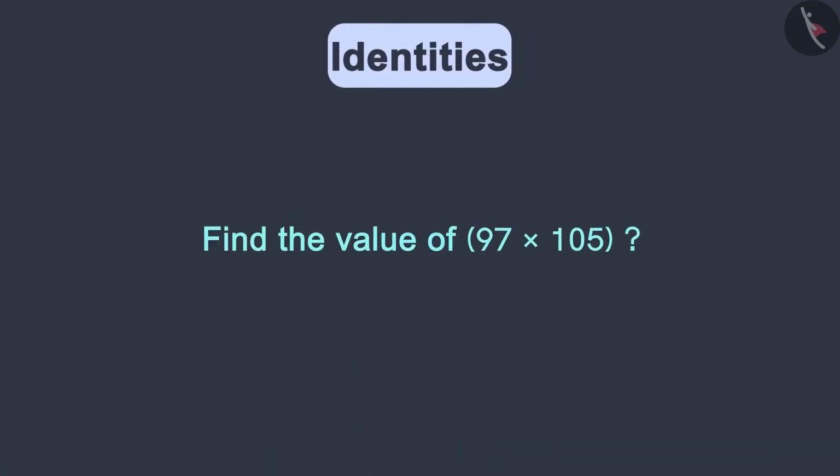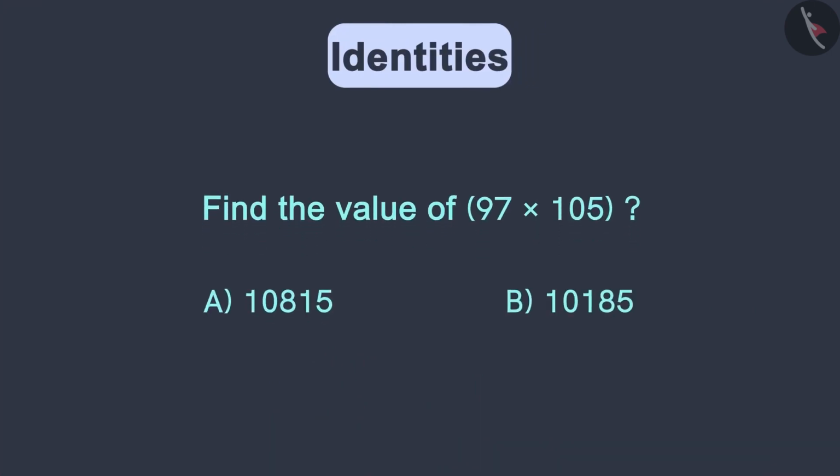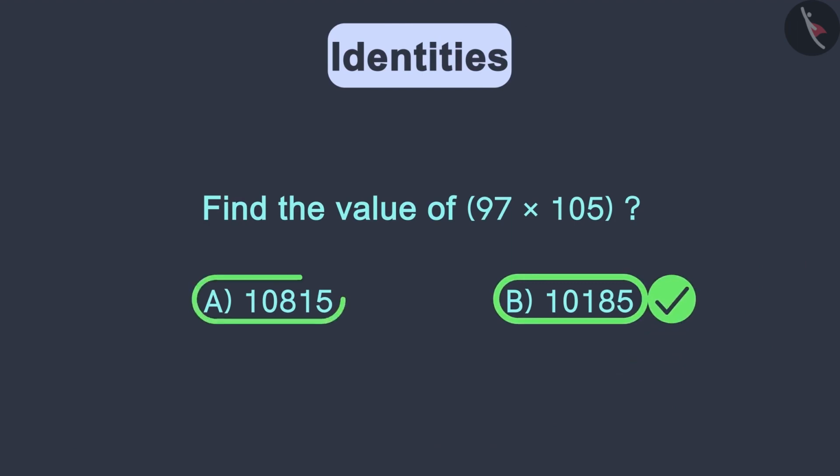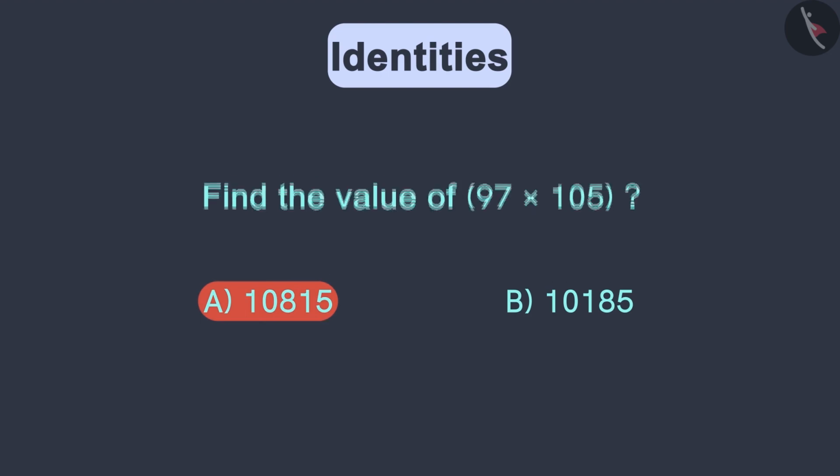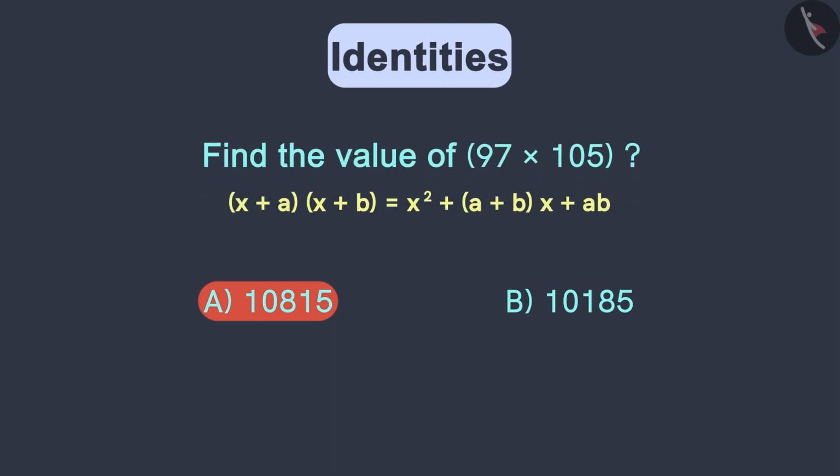Look at this question. Let me give you two options. Which is the correct option? The correct option is B. Some of us might have got option A as the answer, but this is incorrect. Let us see why we get option A as the answer. Focus on the given question. We have seen how to solve such examples using this identity.